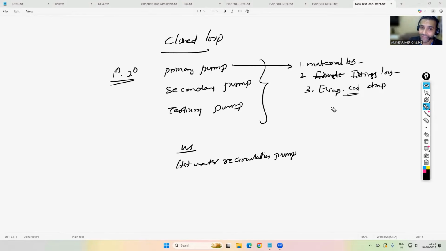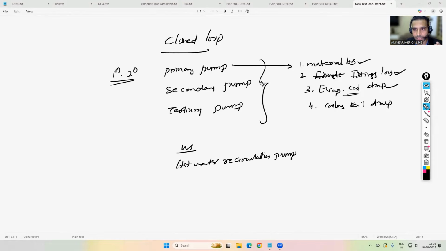But in a variable primary system, we will not have a secondary pump. Then you have to calculate the material loss, the fittings loss, the evaporator coil drop, plus the chilled water supply pipe and chilled water return pipe, the entire loop critical path. In the hydraulically remotest, longest branch, at the last you will have a cooling coil, an AHU coil or fan coil unit coil. That cooling coil drop also you should take into consideration. That is for the variable primary system.